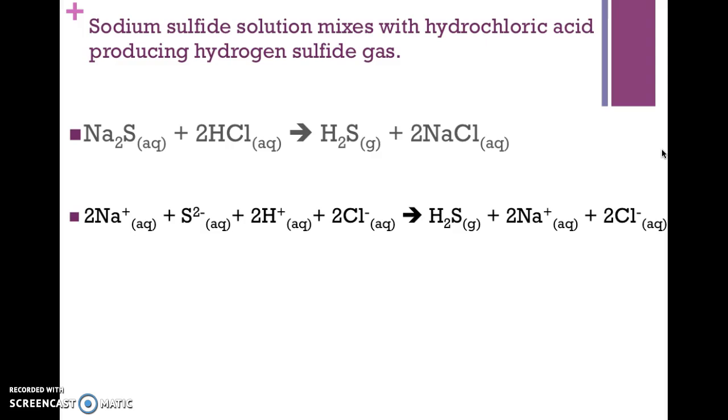So we see that sodium and chlorine are our spectator ions, and to write our net ionic equation, we just bring down the sulfur because sulfur is the part that's going to form the hydrogen sulfide gas, bring down the hydrogen, 2 H pluses, and together they form H2S, which is a gas. And again, that is the net result of this double replacement reaction.